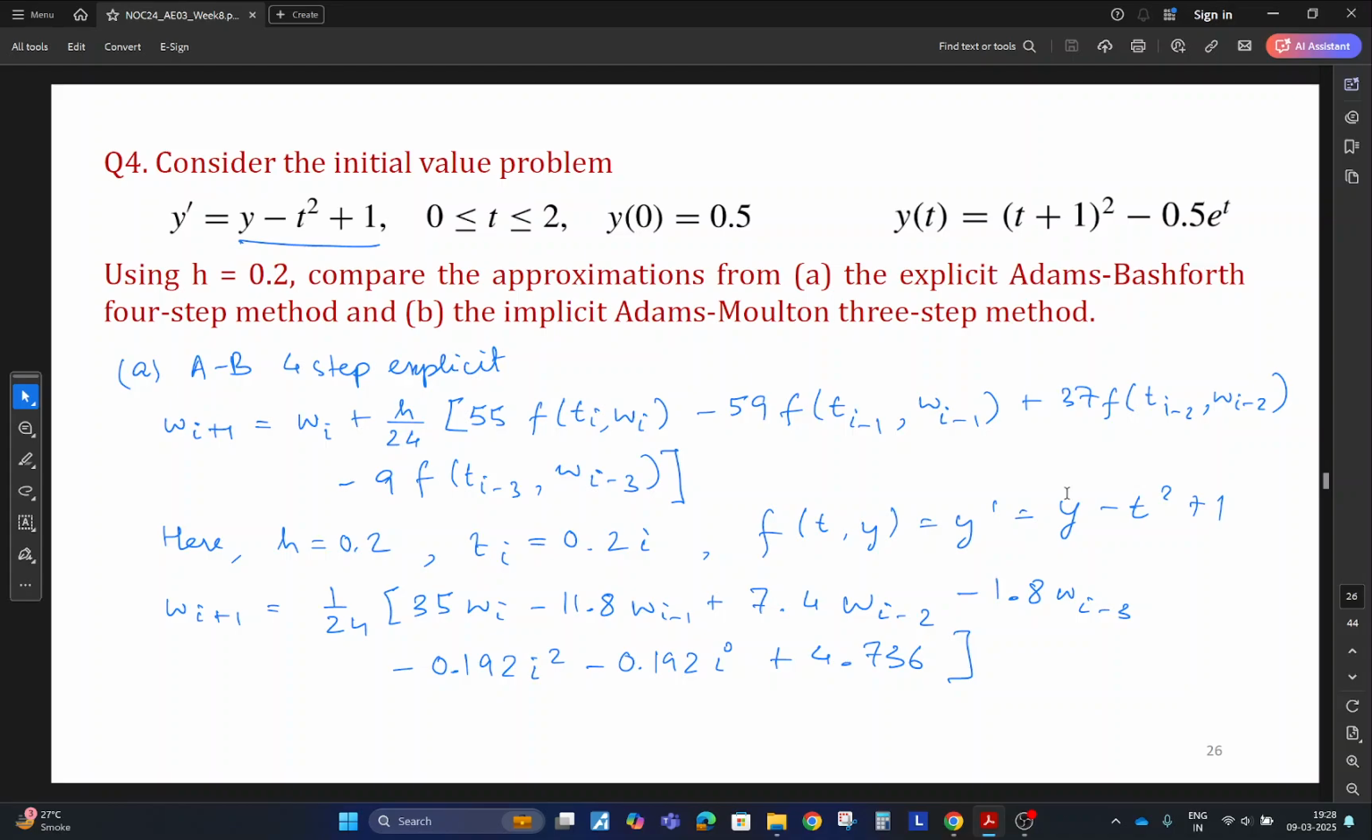Now, we return back to the same initial value problem that we solved before using the RK4 method, and now we will try to solve it using the explicit Adams-Bashforth 4-step method and the implicit Adams-Moulton 3-step method, and we'll compare the two solutions. So, I request the participants to take a minute to absorb the question and try to start solving it using the formula provided in the slides. And after that, we'll get on with the solution.